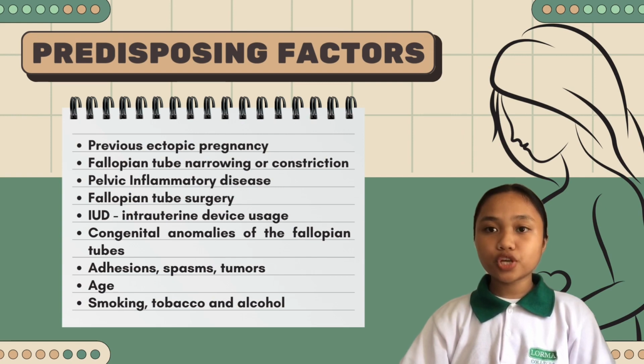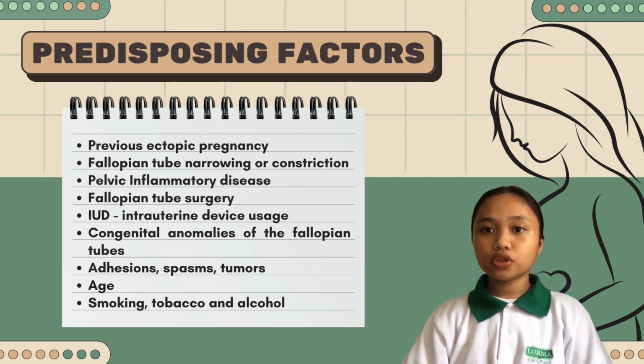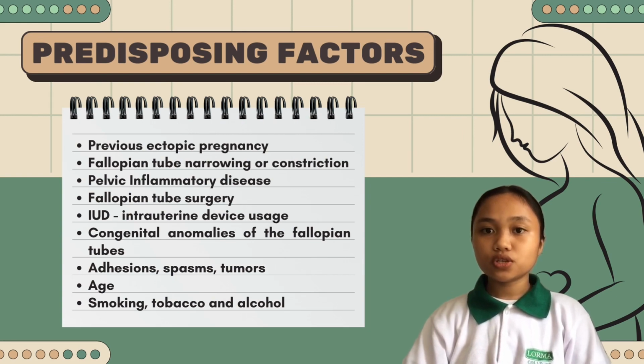These are the predisposing factors for ectopic pregnancy: previous ectopic pregnancy, prior fallopian tube surgery, previous pelvic or abdominal surgery, certain sexually transmitted infections, pelvic inflammatory disease, and endometriosis. The majority of women who experience ectopic pregnancies have no previously identified risk factors. Sexually active women must be mindful of their body's alterations, particularly if they display symptoms of an ectopic pregnancy.